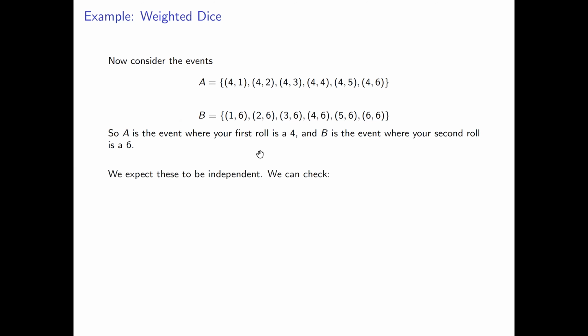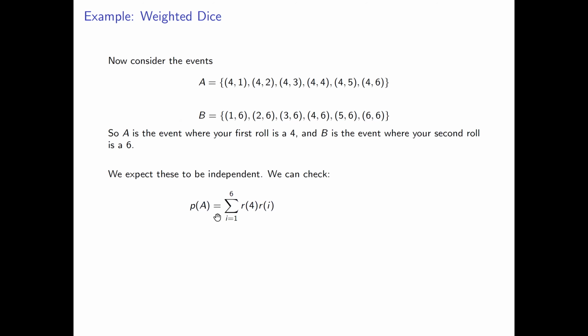We expect these to be independent because it doesn't really matter what your first roll is. The odds of rolling a 6 on your second roll should not be affected by whatever you rolled the first time, and vice versa. And so let's actually check using the definitions that these are independent. We need to show that the probability of the intersection of A and B is the same as the individual probability of A times the probability of B. So let's first do that by calculating the probability of A and the probability of B individually.